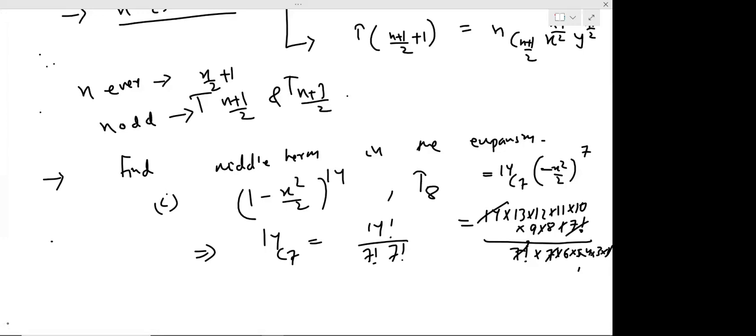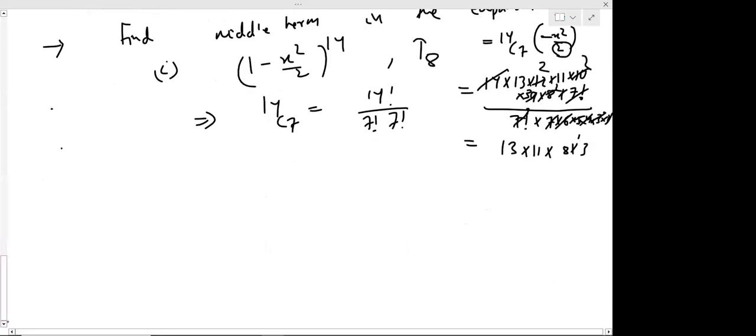And who else is gone? 6, 2 3s are. 4, 2s are, and 3 is there. 5, 2s are, and 10. So what we have is 3 into 11 into 4 and 8 into 3. And here we also have 2 to the power 7. So this way you can calculate very easily. Do not just multiply everything.